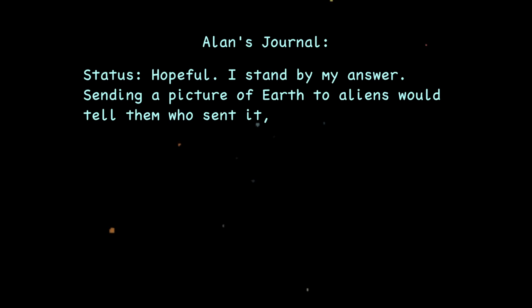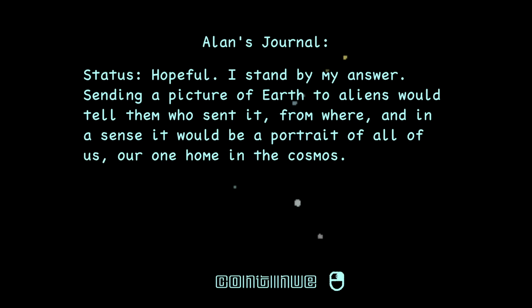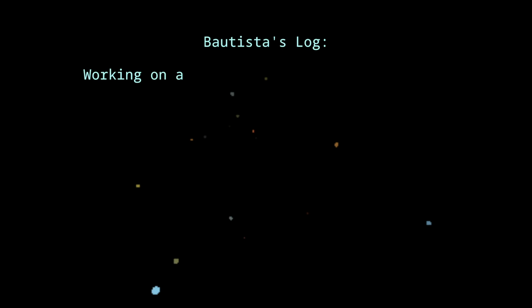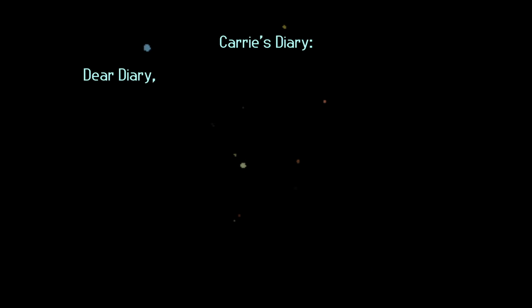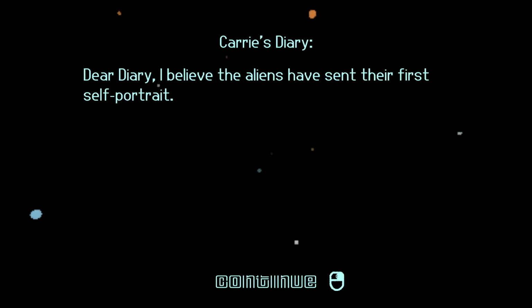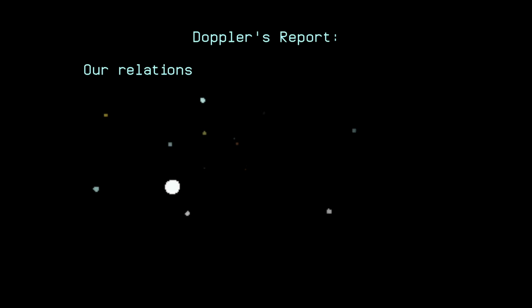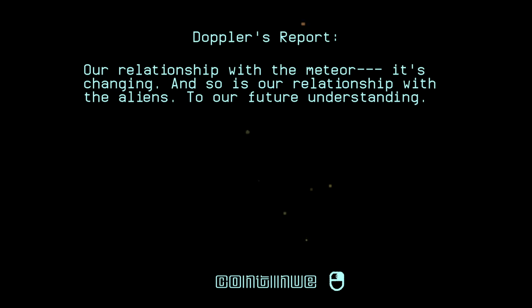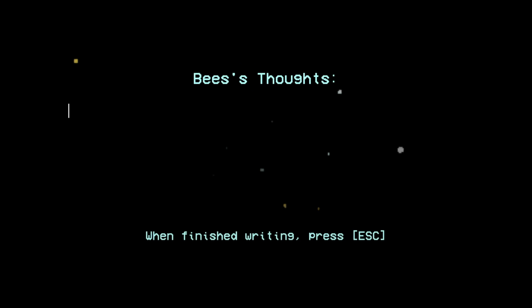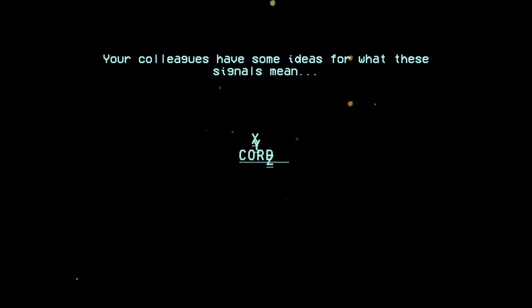Alan says, status, hopeful. I stand by my answer. Sending a picture of an Earth to aliens would tell them who sent it, from where, and in a sense it would be a portrait of all of us. Our one home in the cosmos. Batista says, working on color display is amazing. He's still focused. Dear Diary, I believe the aliens have sent their first self-portrait. Doppler says, our relationship with the meteor, it's changing. So is our relationship with the aliens, to our future understanding. And, you know, bees. Whoa, he almost said bees' knees. No, he's just dreaming of regular bees.